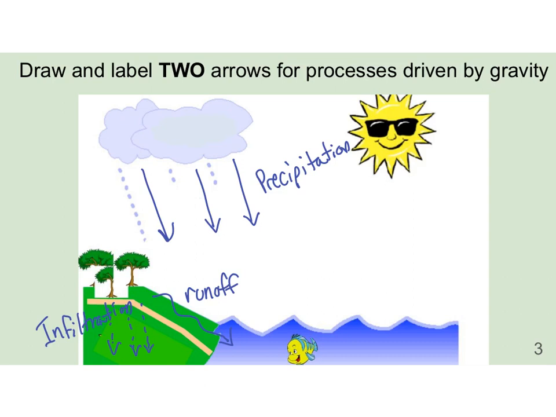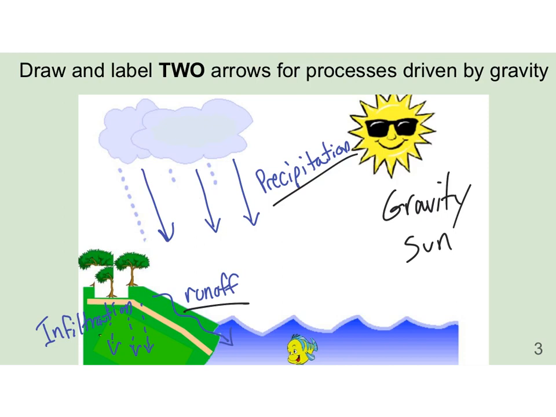Okay, on this problem, it says draw and label two arrows for processes driven by gravity. Now, if you remember, there are two things that can drive the water cycle. One is gravity, and the other one is the sun. Okay, so processes that would be driven by gravity, or the pull of gravity, would be precipitation. Okay, precipitation is when the water droplets get too heavy in the clouds and they fall down to the earth due to gravity. Runoff is another example.